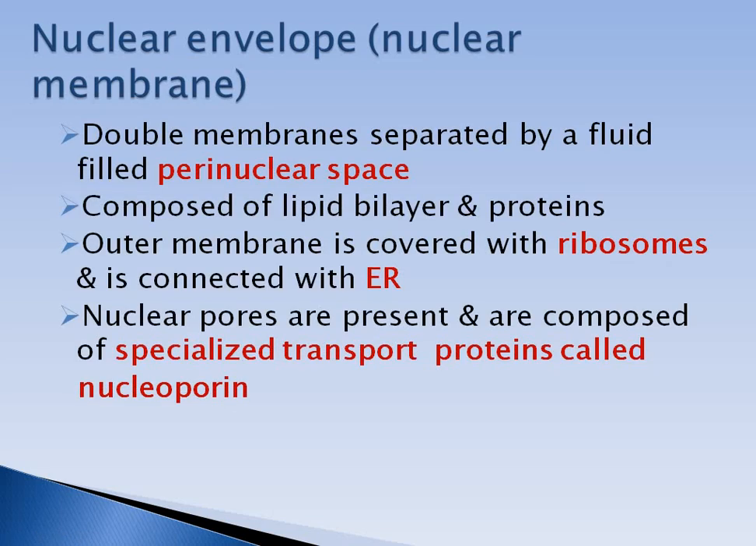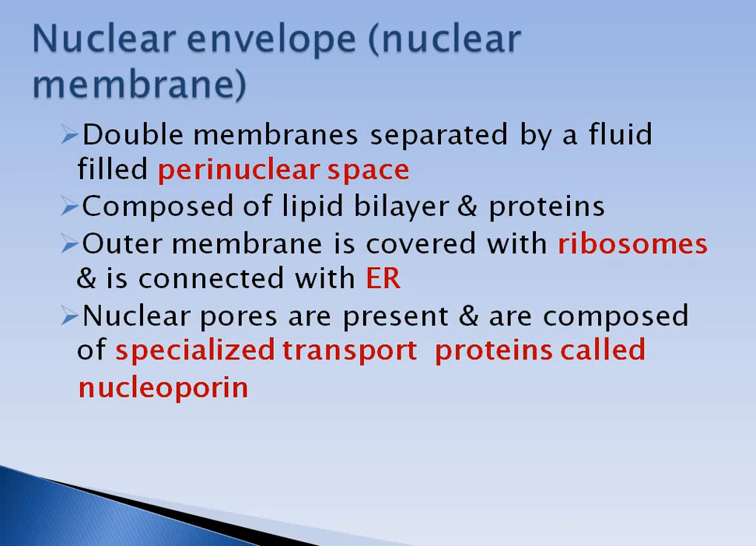Nuclear envelope, just like the membrane of mitochondria and chloroplast, is a double membrane: outer nuclear membrane and inner nuclear membrane. There is a space between the outer nuclear membrane and the inner nuclear membrane. This space is called perinuclear space, and it is filled with a fluid. Nuclear membrane, just like the plasma membrane or cell membrane, is made up of lipid bilayer and proteins.